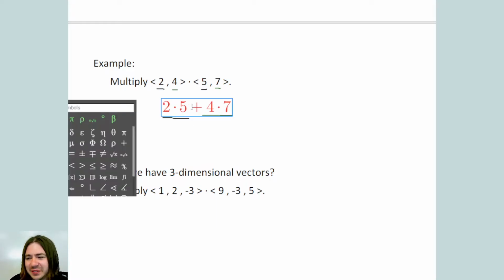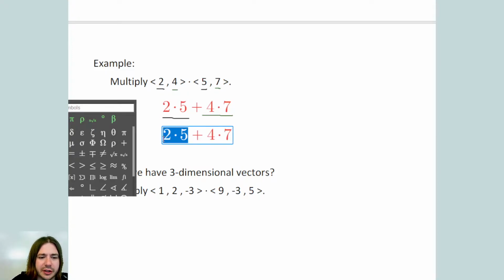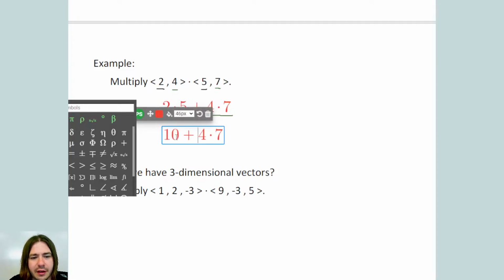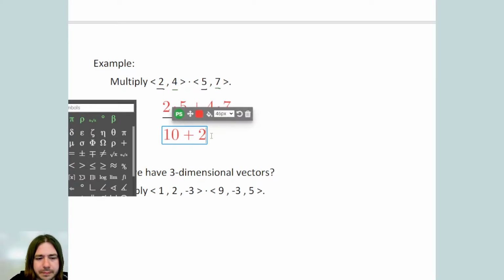Okay, so anyway, at this point, we're just going to compute this out. You can use a calculator. Probably don't need a calculator, to be quite honest. These numbers are pretty small. It's always a good idea to check your work, though. 5 times 2 is 10. 4 times 7 would be 28. And so we would add those together to get 38.